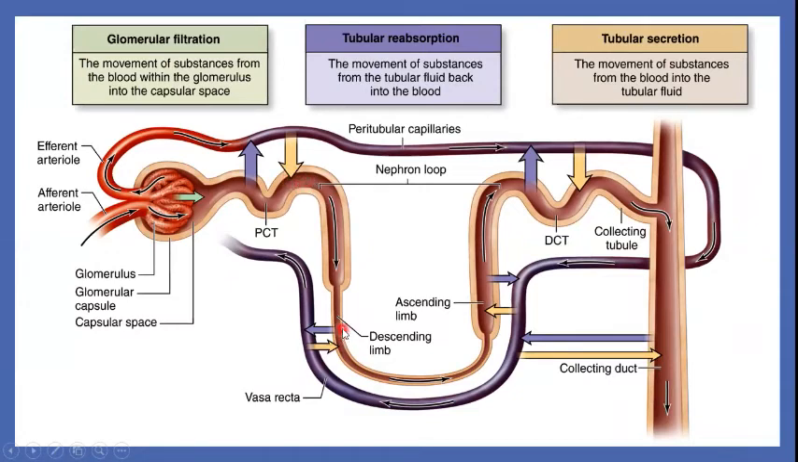Later on in the descending limb, different things will be reabsorbed and secreted. Same thing for the ascending. These different cell types lining the tubes are going to allow different substances to be reabsorbed or secreted in the distal convoluted tubule and the collecting tubule and duct. So the whole time we are reabsorbing and secreting.